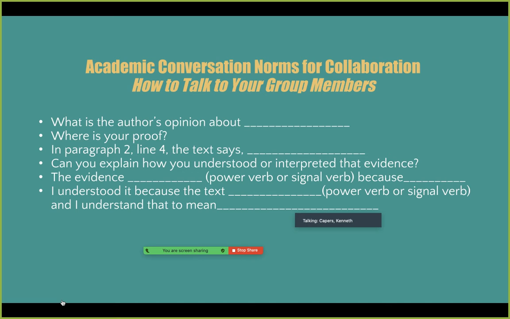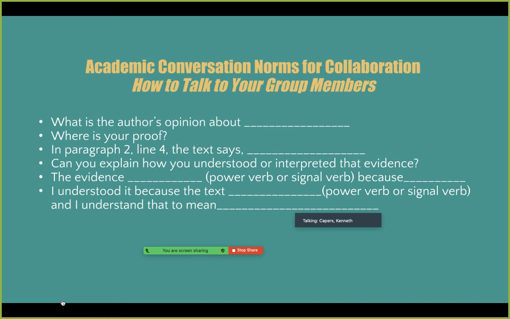I'm going to monitor these rooms. This is what I'm expecting to hear when I come through. If you have a question, I'll give you feedback, but you want to talk to each other. You're going to have enough time to look in your book at your article. Maybe one of you can be the reader, another the recorder, but everybody has to be a part of that discussion. What is the author's opinion about the dumbest generation? Where's your proof? Now, note that third bullet, very important.